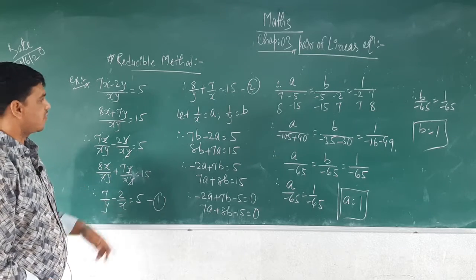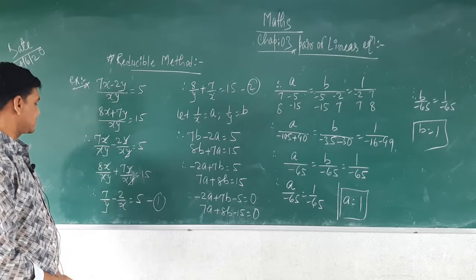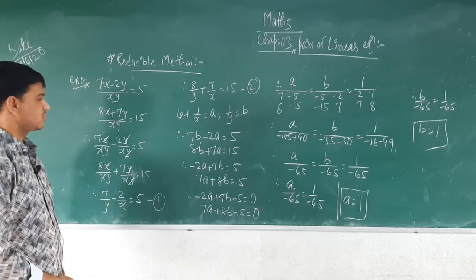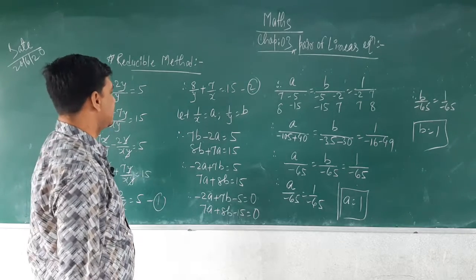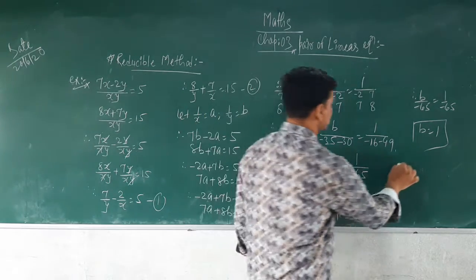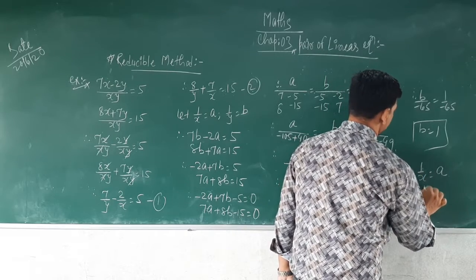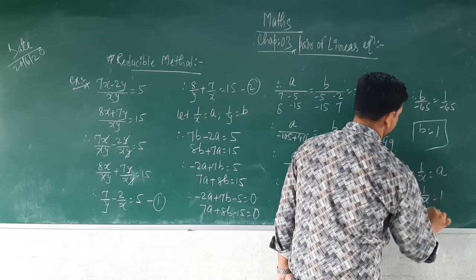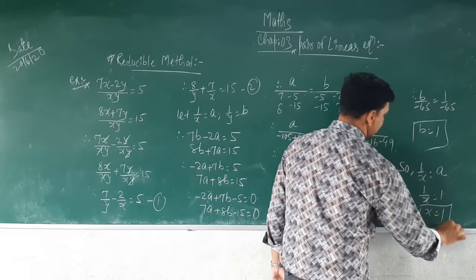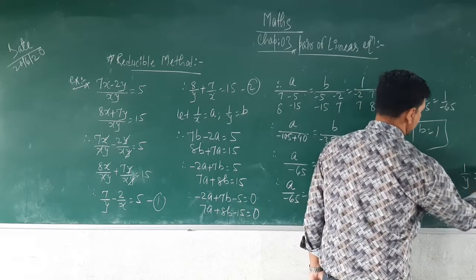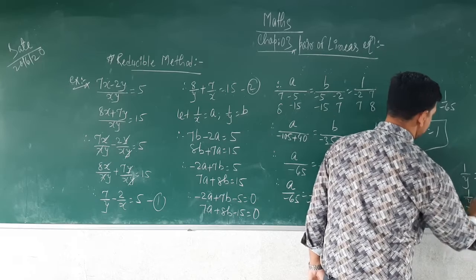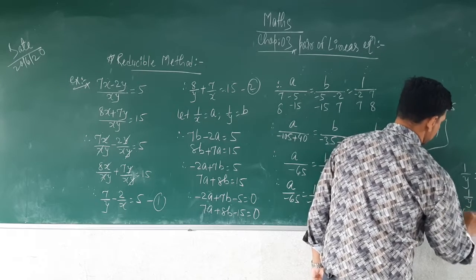Now we compare with the values we supposed: 1 upon x is equal to a, and 1 upon y is equal to b. So 1 by x is equal to 1, then x is equal to 1. Similarly 1 by y is equal to b, so 1 by y is equal to 1, then y is also equal to 1.